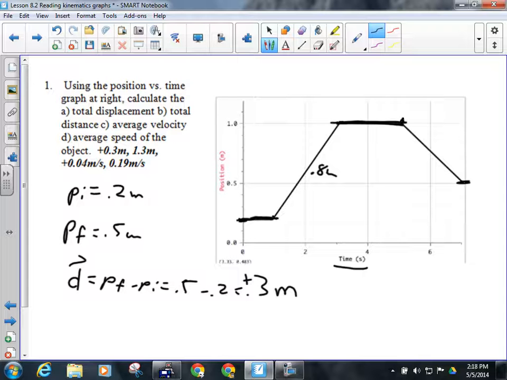And then from here to here, I went from 1 to 0.5, so that's 0.5, which means my total distance traveled is 1.3 meters. I added them all together. Why? Because distance is scalar. It doesn't care whether I went forward or backward.